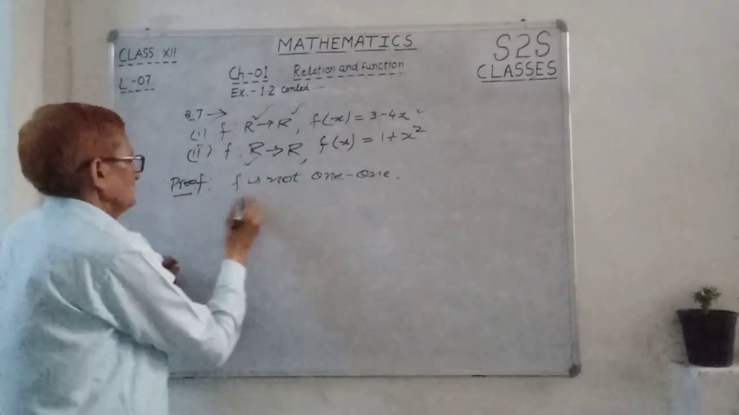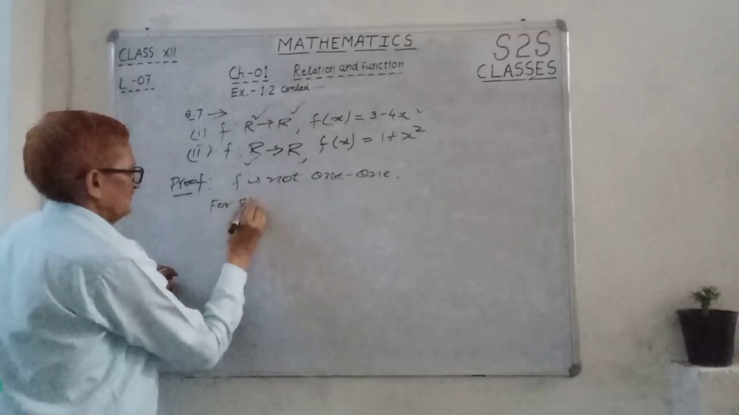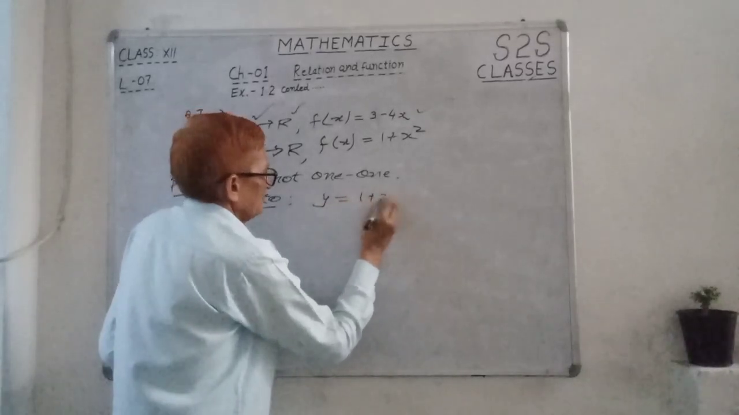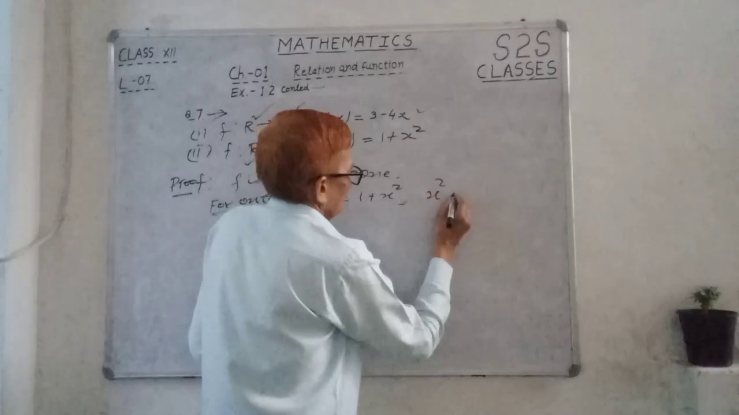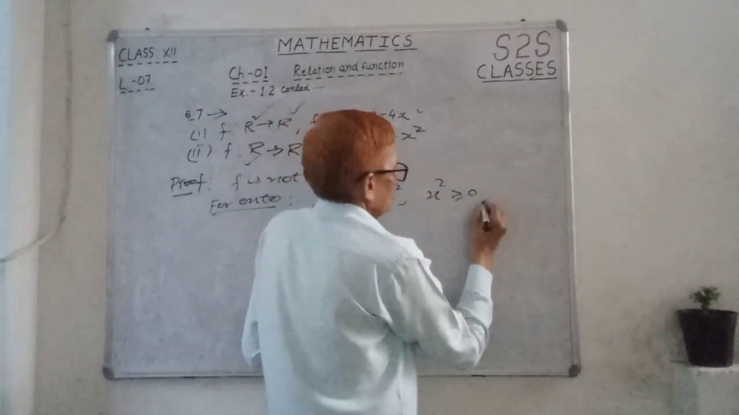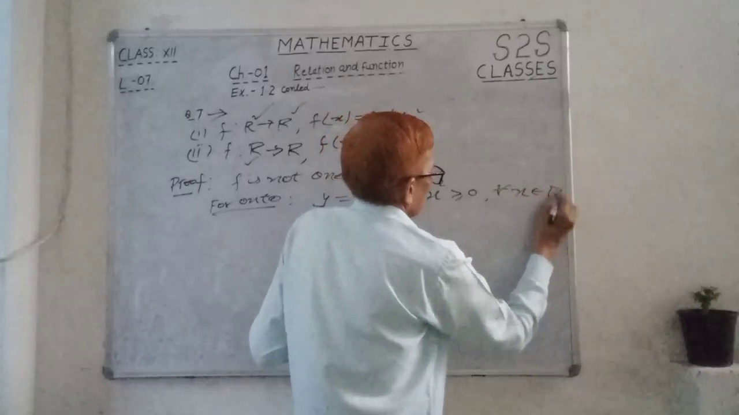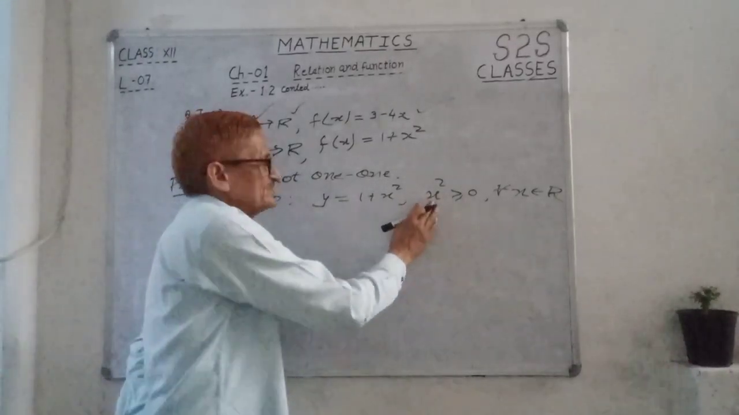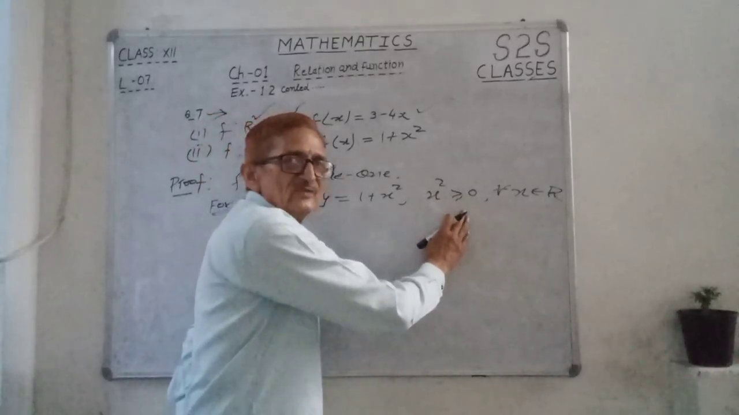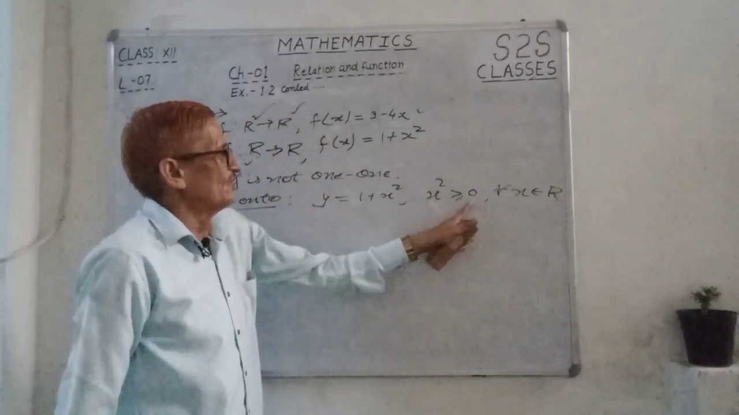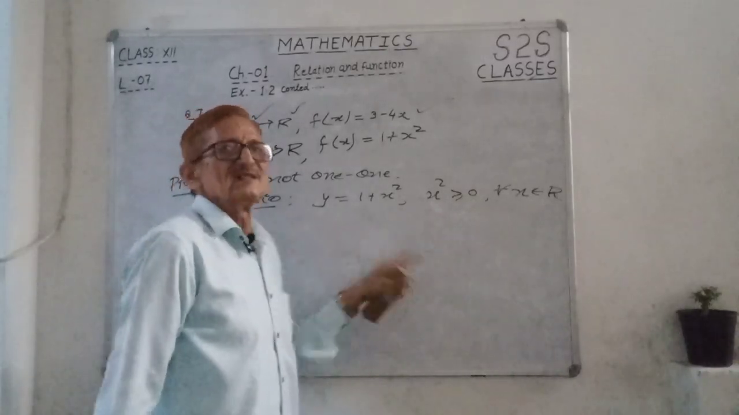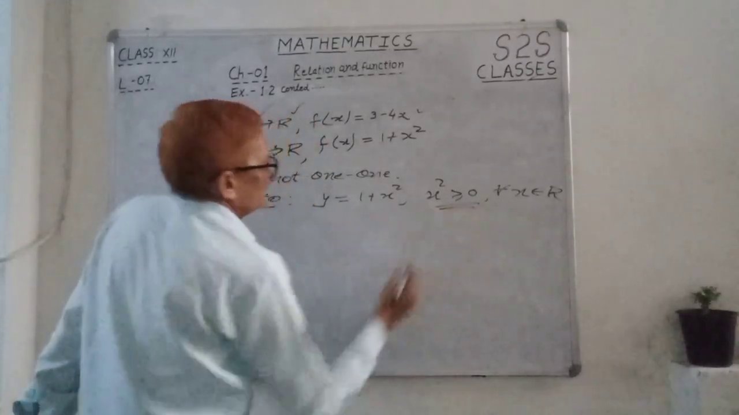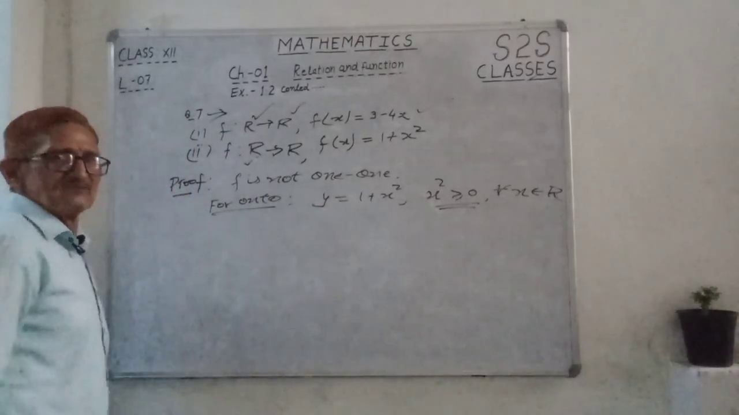Now after that, for onto: y is equal to 1 plus x square. x square is greater than or equal to 0 for every x belonging to real numbers. x is any real number, whether negative or positive, on squaring it becomes positive. So the value will be 0 or greater than 0. If x is 0 then x square is 0. If x is any negative real number, then also positive will come. If x is positive, then the square will be positive.